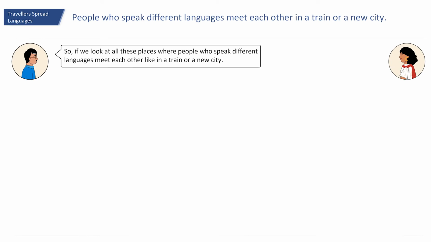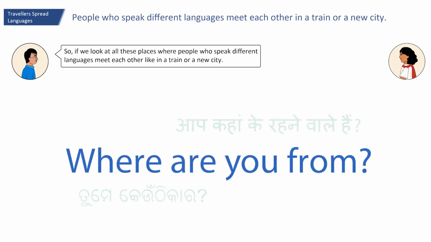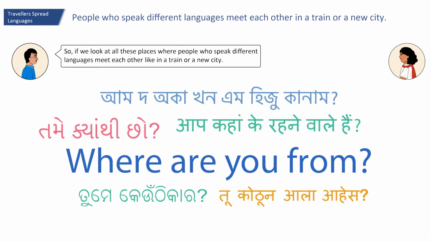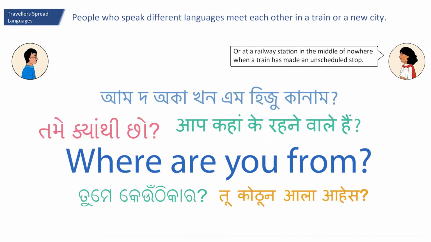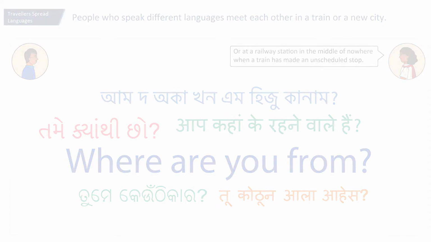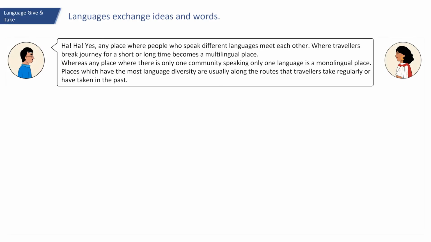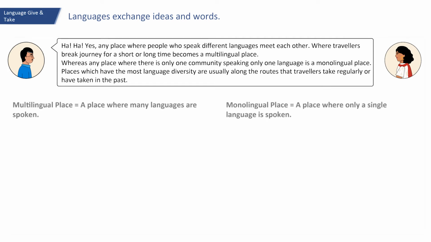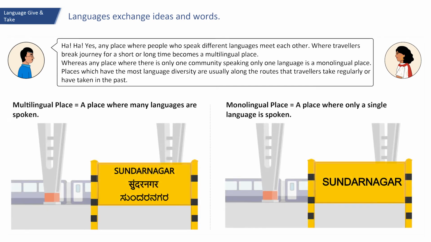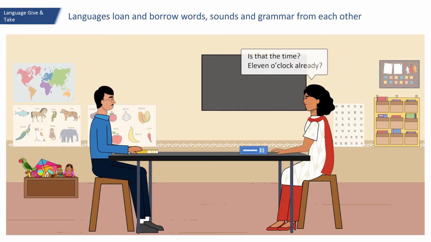So if we look at all these places where people who speak different languages meet each other, like in a train or a new city, or at a railway station, in the middle of nowhere when a train has made an unscheduled stop, yes, any place where people who speak different languages meet each other, where travelers break journey for a short or long time becomes a multilingual place. Whereas, any place where there is only one community speaking only one language is a monolingual place. Places which have the most language diversity are usually along the routes that travelers take regularly or have taken in the past.